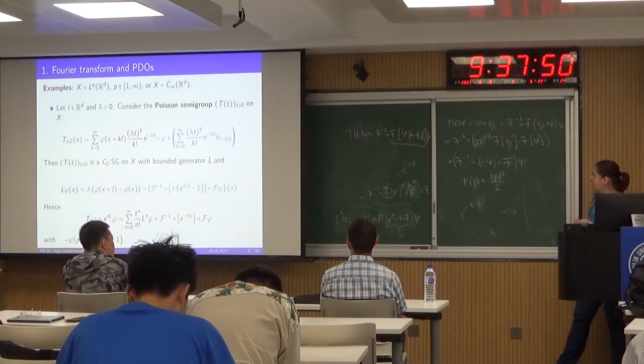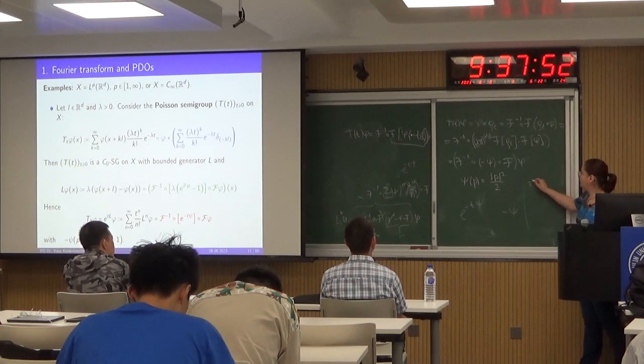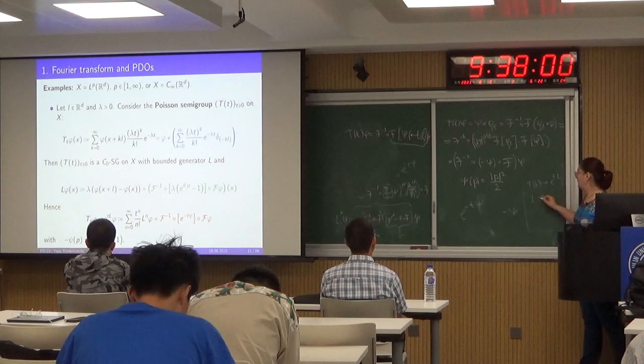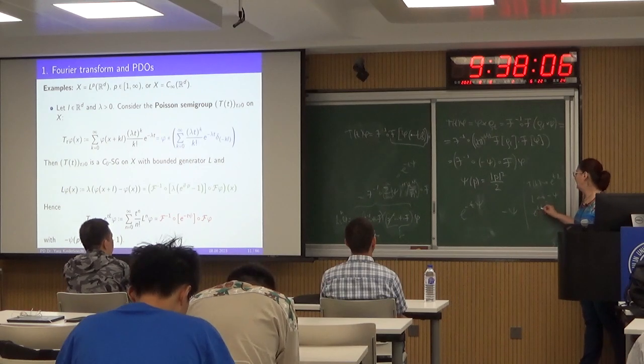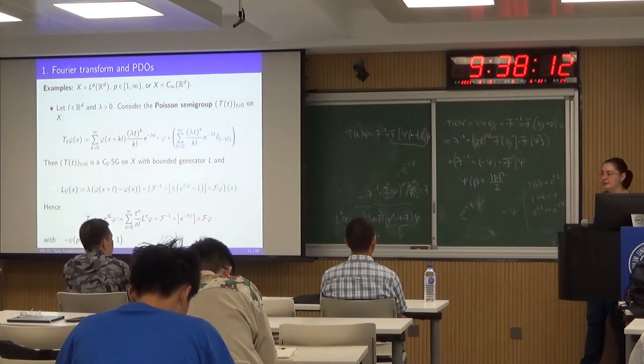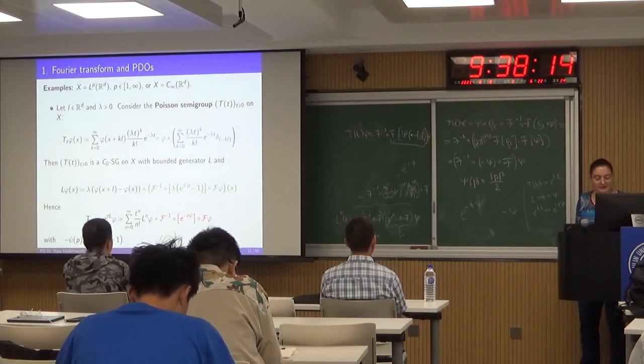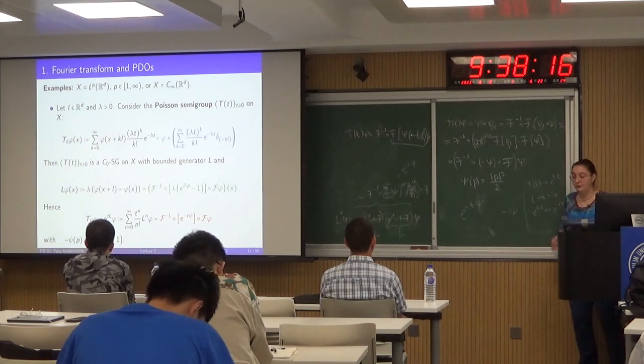This is quite natural. The semigroup itself, the semigroup T_t, is an object which replaces e to the power tL. So if L has symbol minus psi, then it's natural to expect that e to the power tL has symbol e to the power minus t psi. And we have seen in these examples that it is really the case.